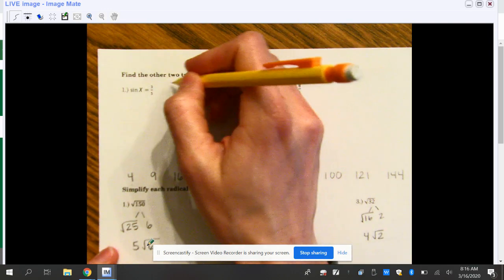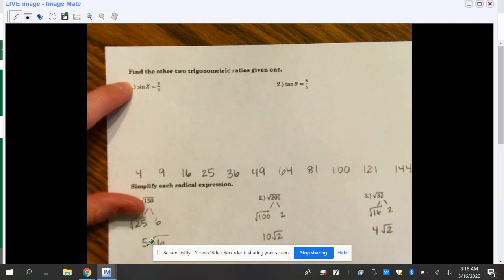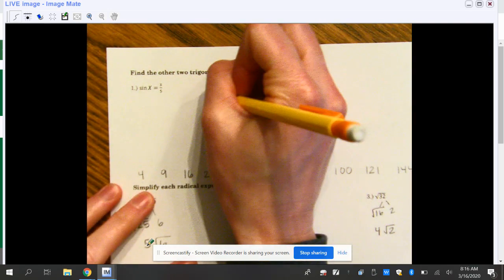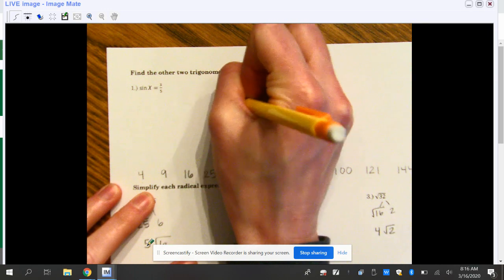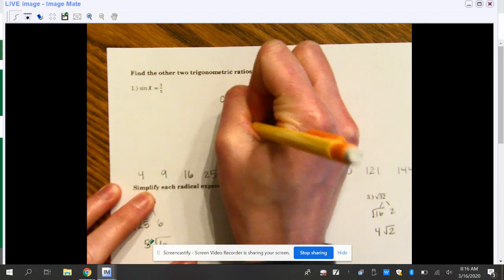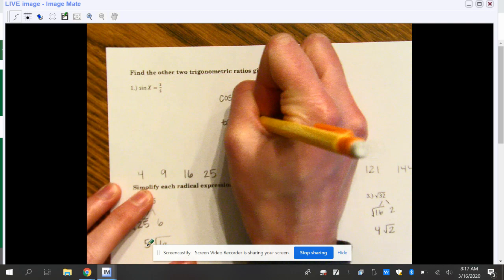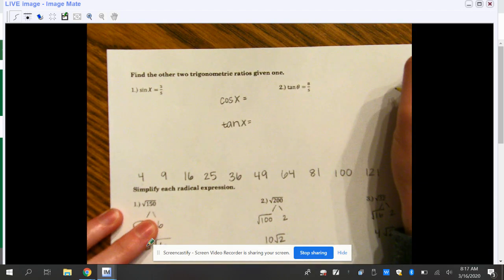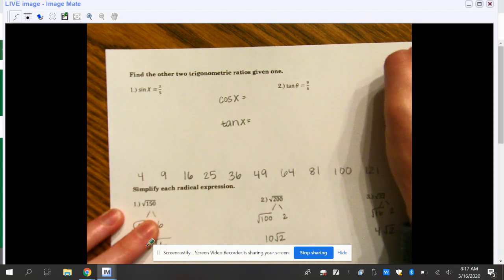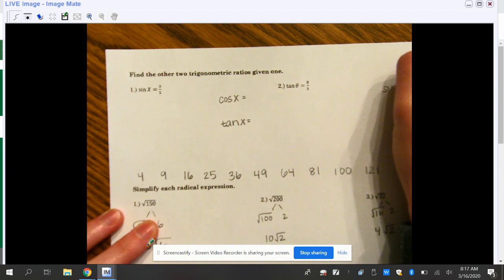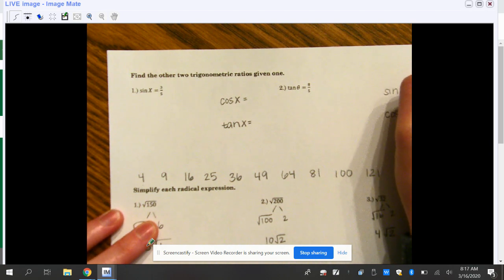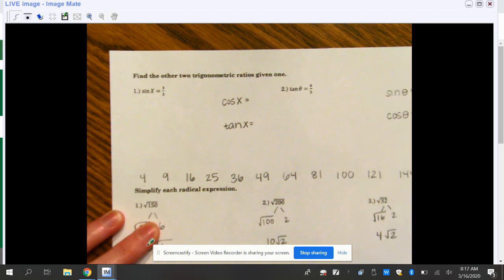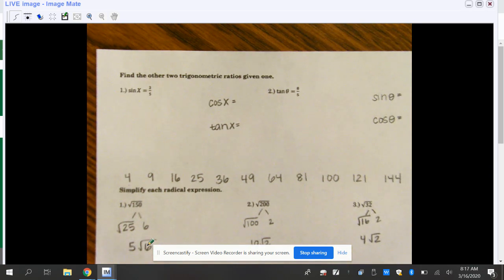So for example, this one I was given sine. So that means I want to find cosine and tangent, which are just reciprocals. Now I'm not solving for an angle here. The trig ratios are just a ratio, comparison of two numbers. So in this one, if I'm given tangent, that means I want to know sine theta and cosine theta. And my answers to both of these will just be the fractions. But what I need is that third side.